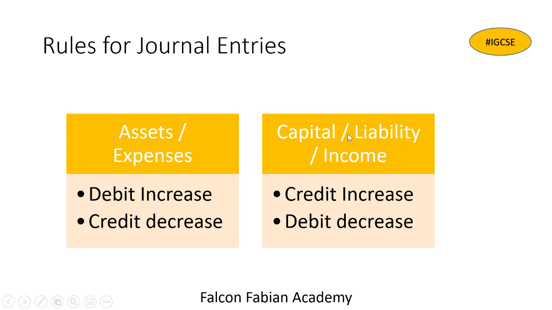And for capital, liability, and income, whenever there is an increase, it needs to be credited, and whenever there is a decrease, it needs to be debited. It would be good if you could pause the video and make a note of these rules, so when I'm explaining the transactions and how to post them in the journal, you will be able to refer to them.